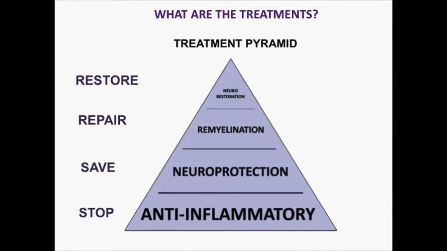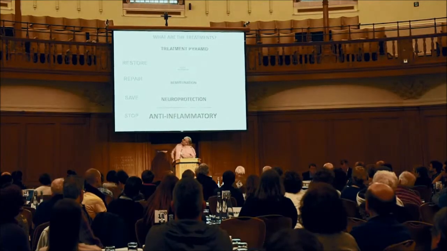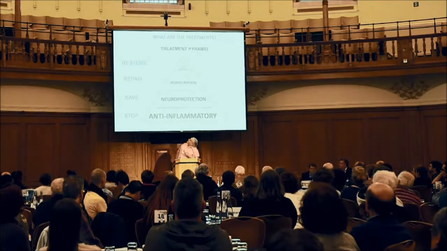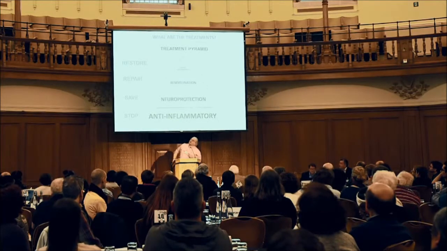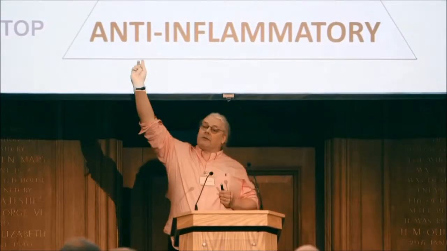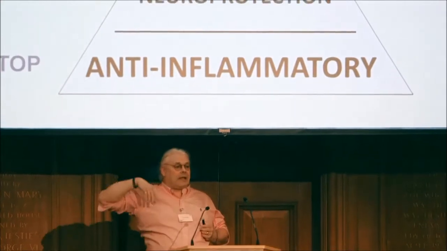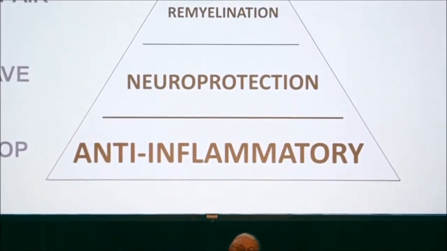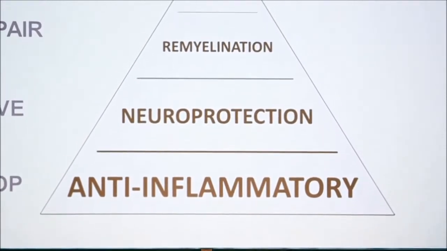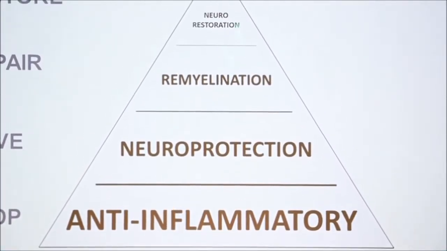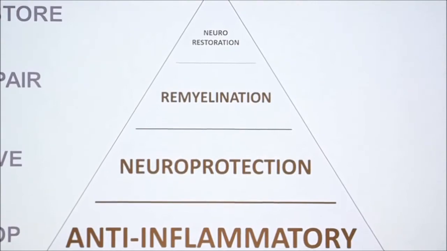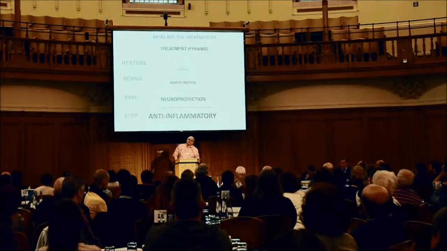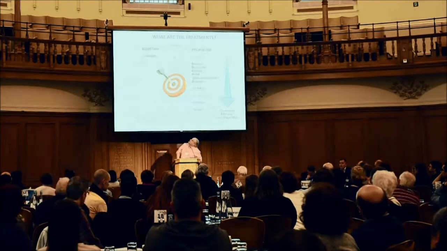What we want to do is save the nerves that are demyelinated, and then we can think about repairing, which is remyelination. And in many cases, all we have to do is stop the inflammation, and then the natural repair mechanisms will actually repair the damage. So we don't have to think necessarily about stem cells, but we are thinking about stem cells, and at the top, in the future, hopefully we'll be able to repair damaged nerves.